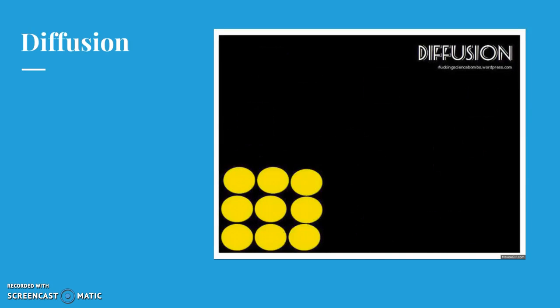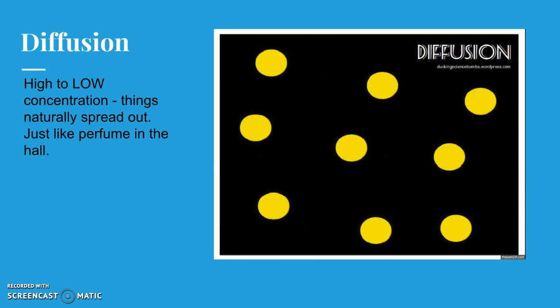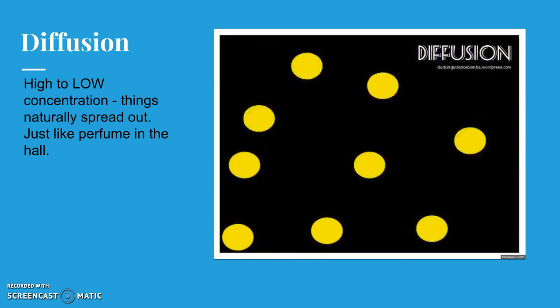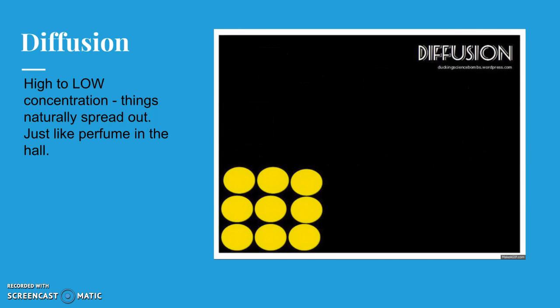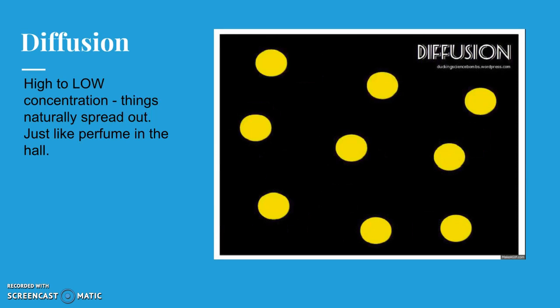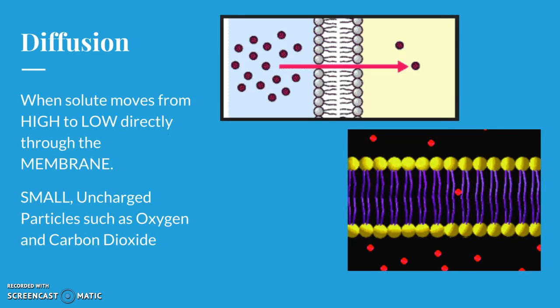First type of passive transport is diffusion. Diffusion is when things naturally spread out. When you spray perfume, it doesn't just stay in the spot you sprayed it. It's going to spread out throughout the hallway, throughout the room, cover everything. In the cell, diffusion happens when things go from high concentration to low concentration, but they're traveling straight through the membrane. You can see here the particles going right through the cell membrane.